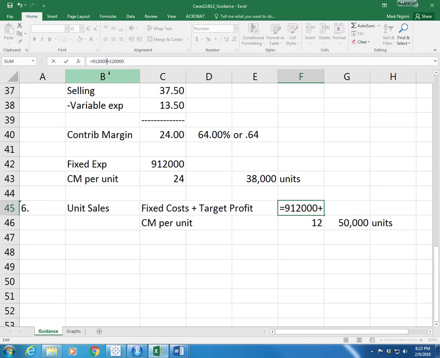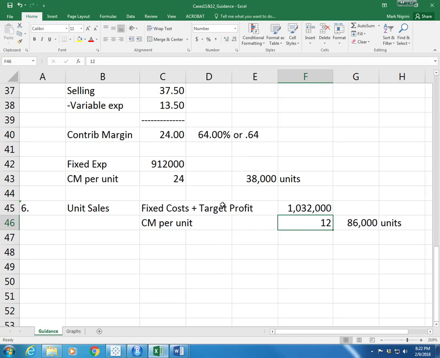And over here, it adds in the 120. So when I do equals, getting big, there we go. Fixed costs, the 912 plus the target profit of 120,000 divided by my contribution margin per unit, which I took from upstairs, but here's the new 24. 43,000. So where were we?